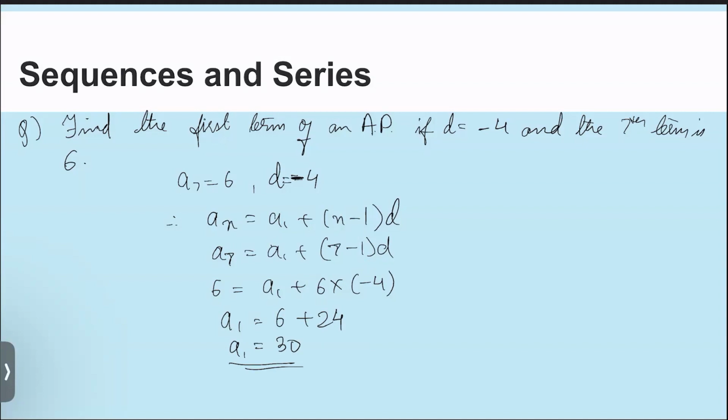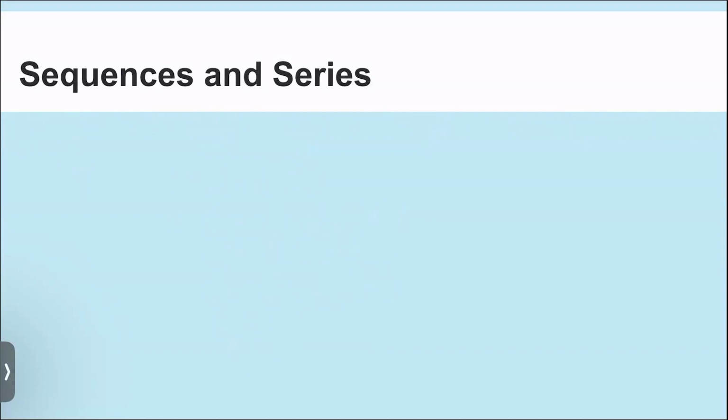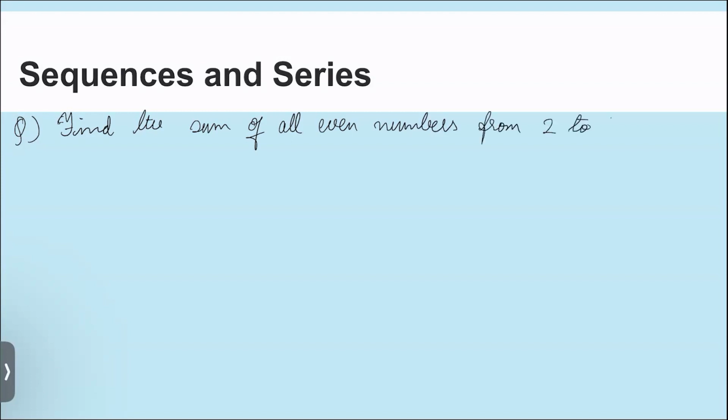Okay, let's do the sum. So you have Q is equal to... now your question is: find the sum of all even numbers from 2 to 102. Okay, so over here we have our A1 is equal to 2, AN is equal to 102.